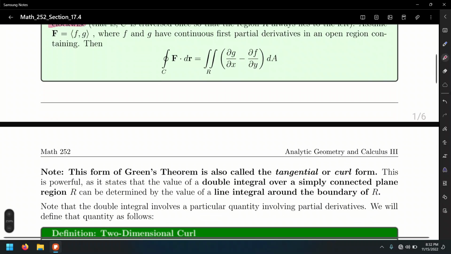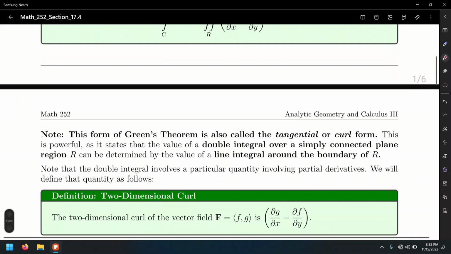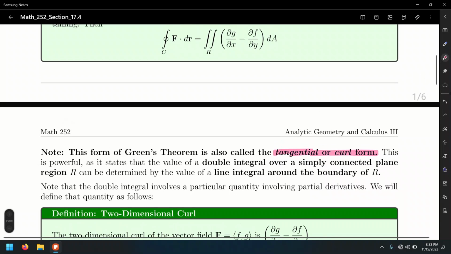So this form of Green's theorem is also called the tangential form or the curl form, and that's because it deals with the circulation. We're going to look at a second form of Green's theorem, which deals with the normal, called the normal version, which is the divergence version, which deals with vectors that point out of the region. In other words, that deals with flux, not circulation. So just to give you a picture here, well, not this one.